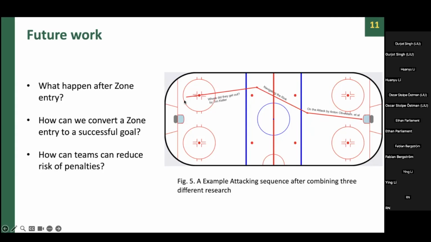It says we should exit the defensive zone from the sides of the rink, and our research says we should try to cross the next blue line and enter the offensive zone from the middle of the rink. And the research by Anton and others says we have higher opportunities to score a goal if we are in the center of the rink when we are in the offensive zone. So that's all from our side.